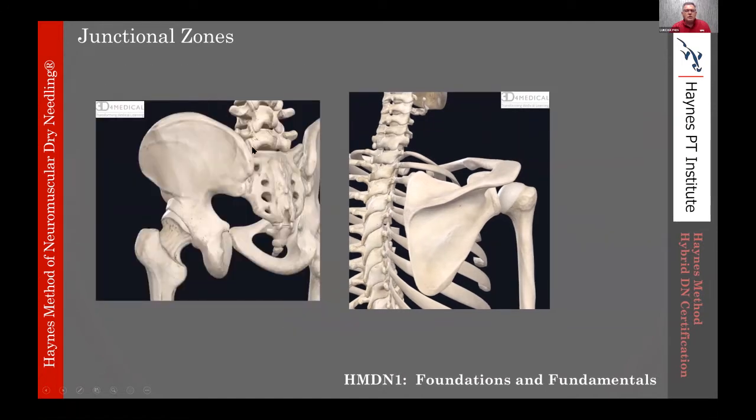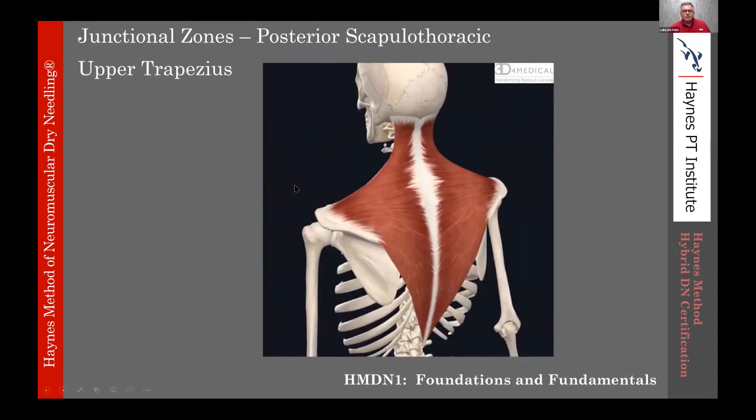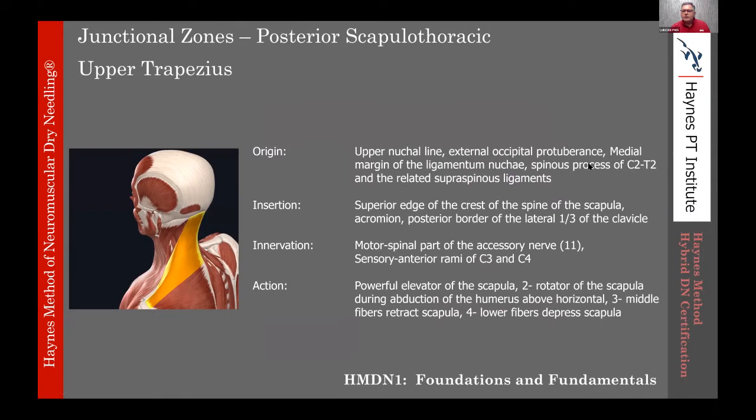Okay, so in our junctional zones, I refer to this as the scapulothoracic region and the pelvic rotator cuff. So posterior scapulothoracic, we're going to look at upper traps, latissimus, multifidus, spinalis, longissimus, and iliocostalis. Very similar structures that we looked at, cervical spine versus the lumbar. Upper traps, the origin, the upper nuchal line.